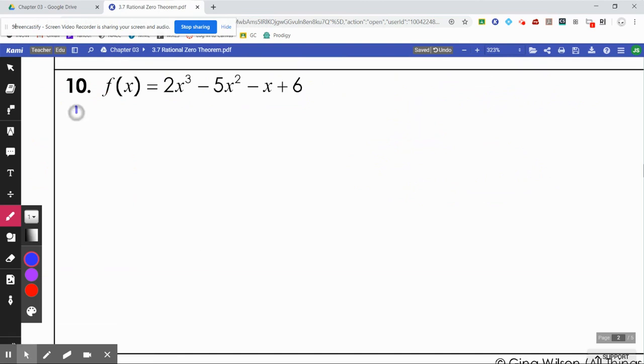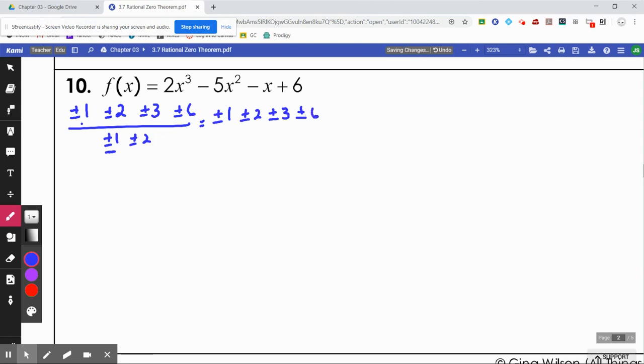Okay, number 10, your possible rational roots. All the factors of 6, which is 1, 2, 3, and 6, over all the factors of 2. Unfortunately, this time we have two different factors on the bottom, so we do have to do the combinations. Everything over 1 to begin with: 1 over 1, 2 over 1, 3 over 1, 6 over 1. We know that would be 1, 2, 3, and 6. Then we're done with that.